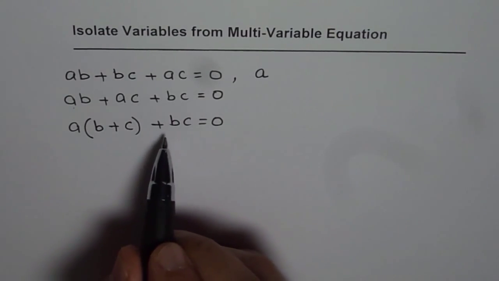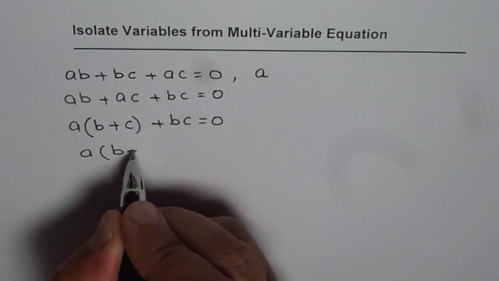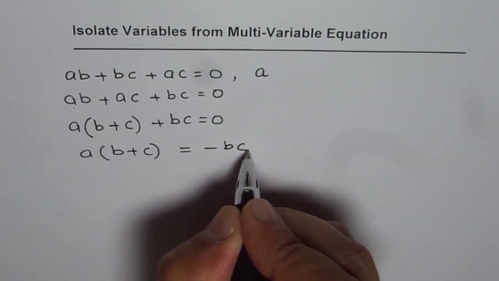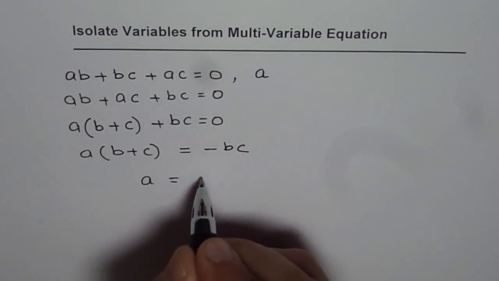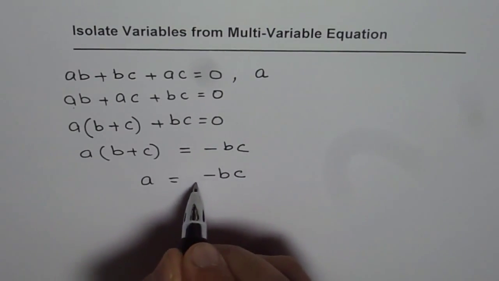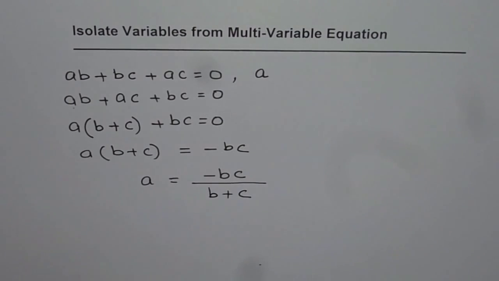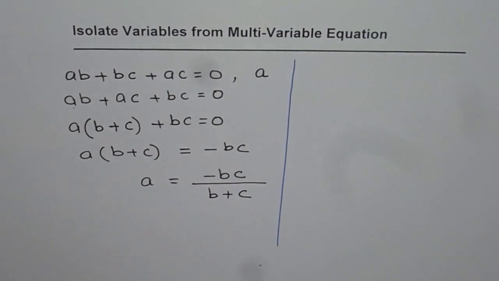Now we can take away BC from both the sides, so we get A times B plus C equals to minus BC, correct? And now if we divide by B plus C, we can isolate A. So we get A equals to minus B times C divided by B plus C. So that is a way to isolate variable when we have more than one variable, right? So that is kind of very interesting.